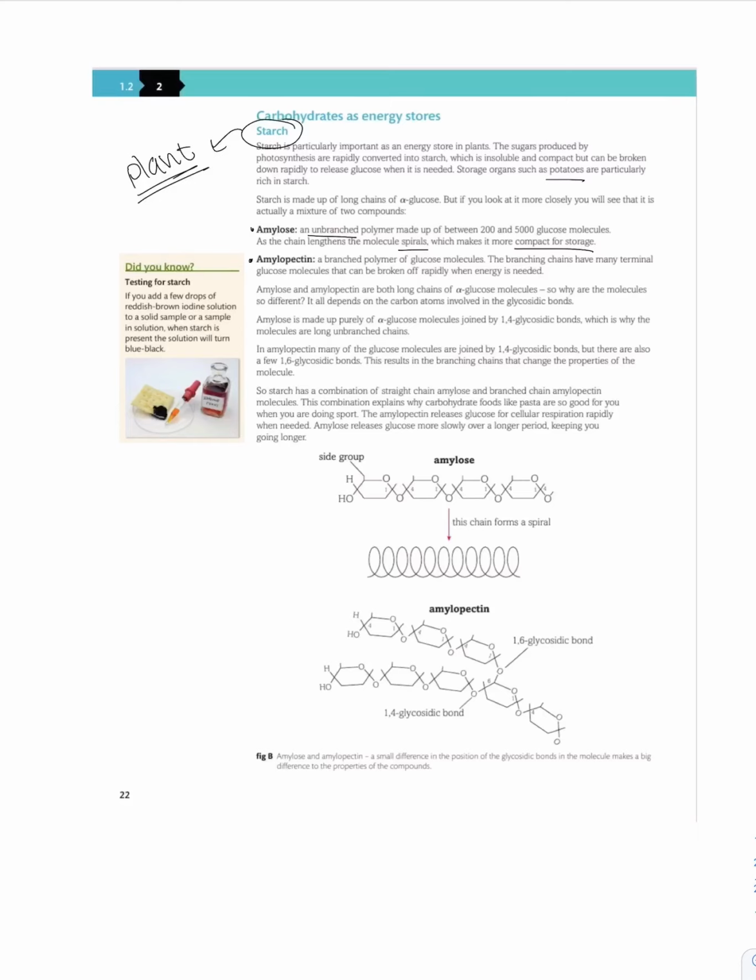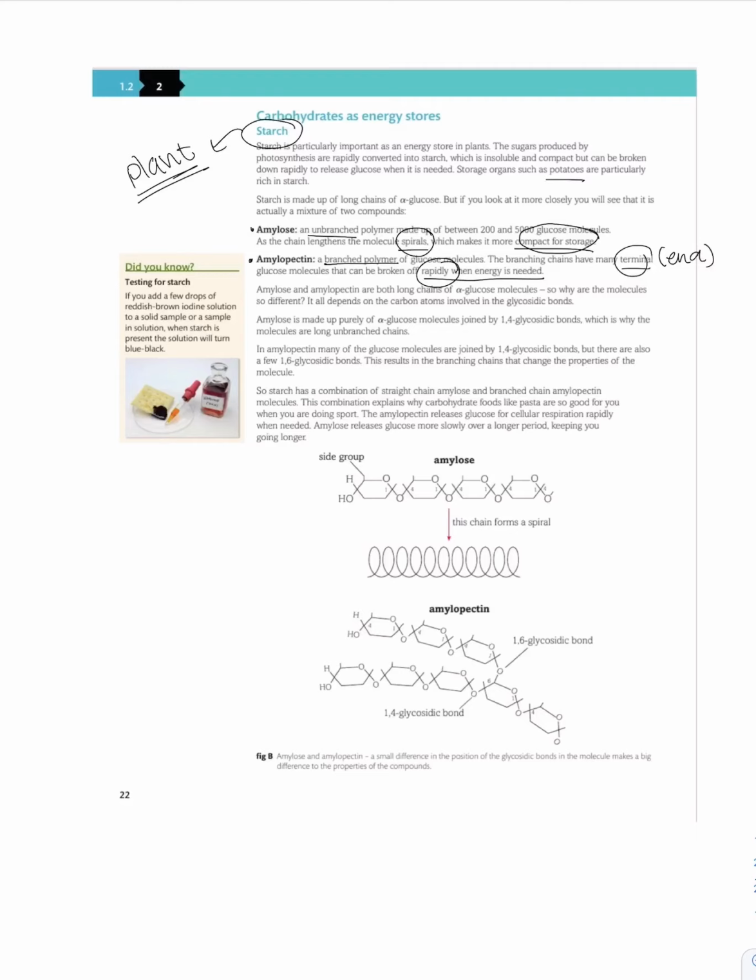Amylopectin is a branched polymer of glucose molecules. The branching chains have many terminal glucose molecules that can be broken off rapidly when energy is needed. So terminal, so at the end. So it's branched and it's terminal and it's rapid. So here the spirals are good for compact storage, and here the terminals are good for rapid release.